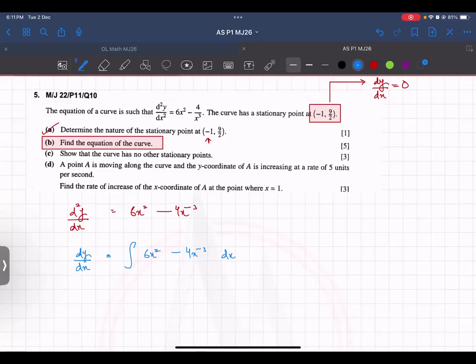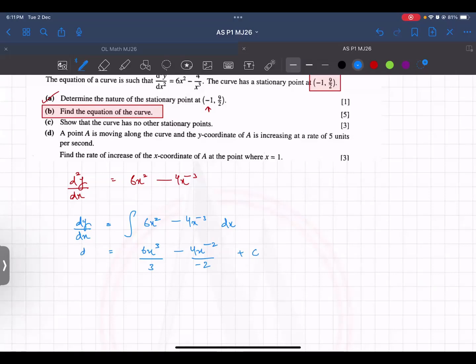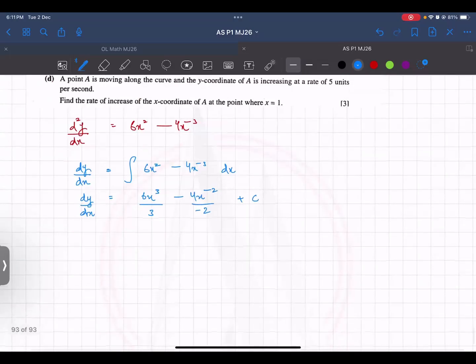I will get the first derivative. So integrate the usual way. This would become 6x to the power 3 upon 3, power adds by 1 divided by the new power, minus 4x to the power minus 2 upon minus 2, plus c. This is your single derivative. If you simplify, this would become 2x cubed plus 2x to the power minus 2 plus c.